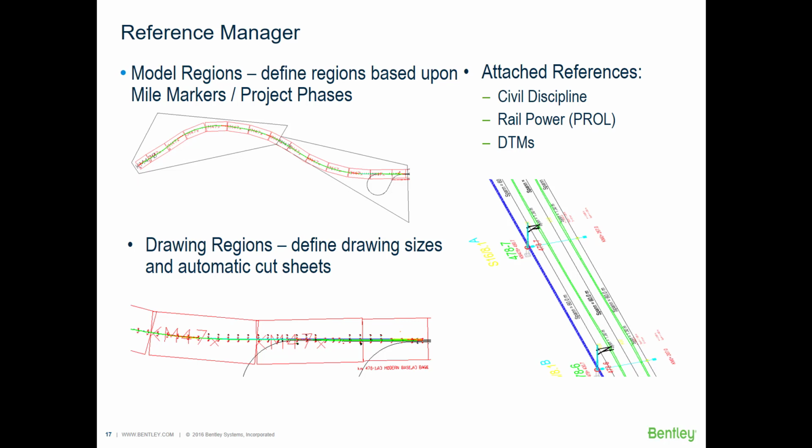We've seen a little bit of the different disciplines that are part of a railway project. Normally there are a lot of reference files that make up the total model of the railway project. Within rail signaling, we have a tool called Reference Manager, which helps the user attach reference files. With just a few clicks, you can attach 10 or 20 or 30 reference files to your model.